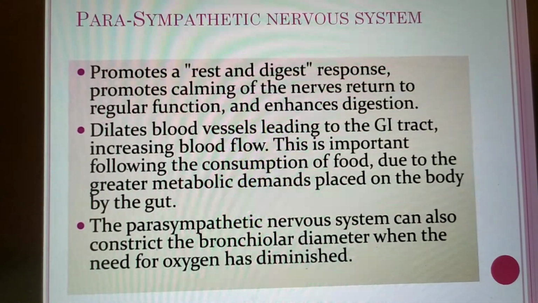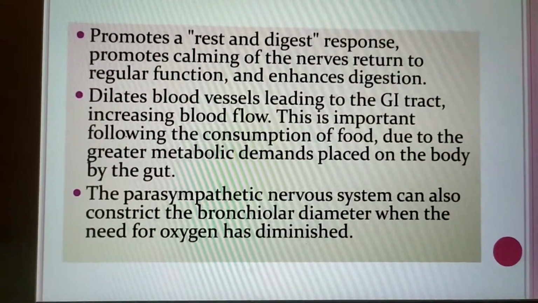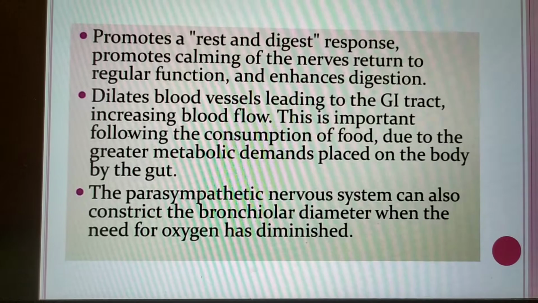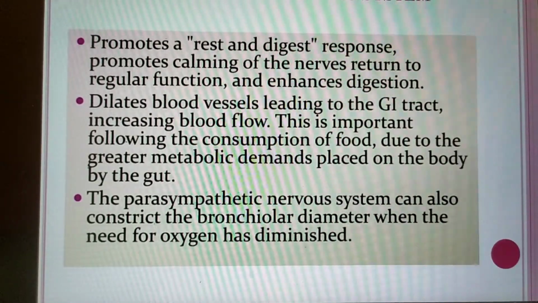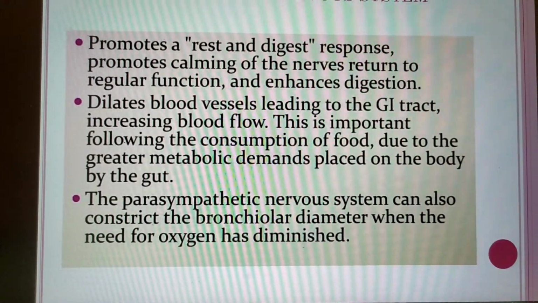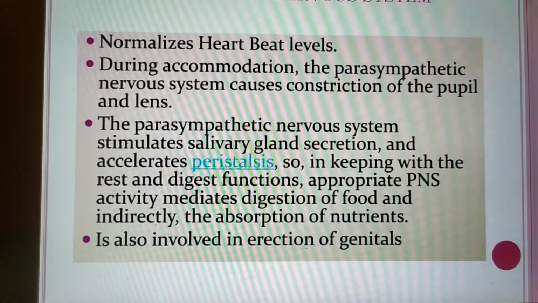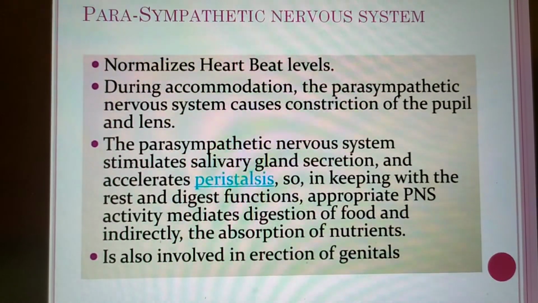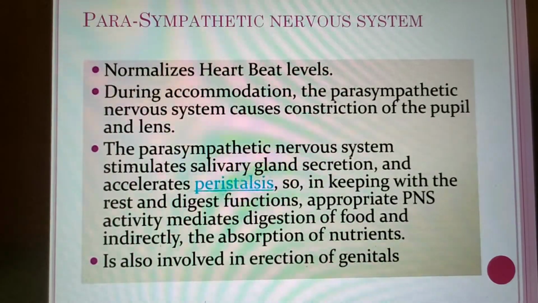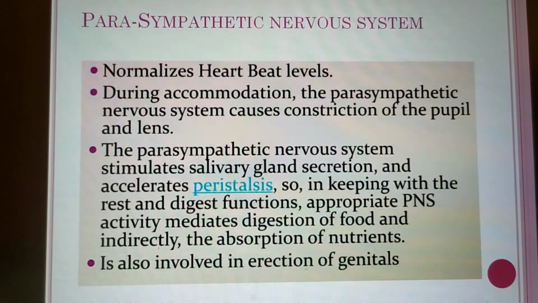On the other hand, parasympathetic promotes a rest and digest response. It promotes calming of the nerves, returning to regular function. It dilates the blood vessels leading to the gastrointestinal tract, increasing the blood flow. The parasympathetic can also constrict the bronchial diameter when the need for oxygen has diminished. The parasympathetic is normalizing the heartbeat levels. It also causes constriction of the pupils, which is working completely opposite, or antagonistic, to the sympathetic nervous system.